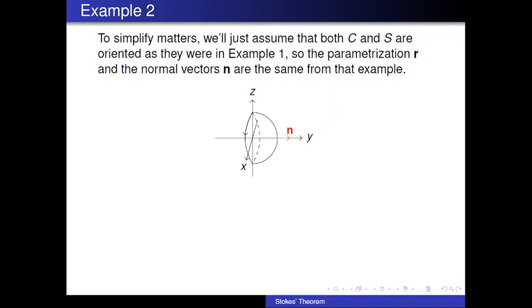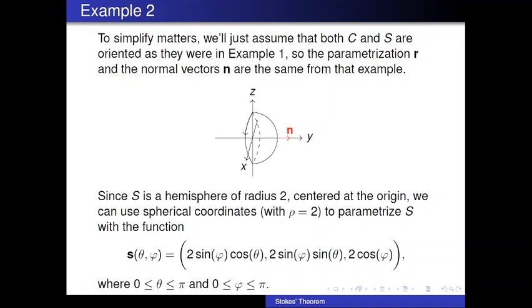So let's assume everything has the same orientation as it did from that example. And just as a reminder, here is that picture of the surface S. We're going to need a parametrization of that surface S, and we can use spherical coordinates, right? Since it's just part of a sphere centered at the origin, and that sphere had radius 2. So in spherical coordinates, it would be rho equals 2. Now, using the spherical coordinate transformation, we can write a parametrization for the surface.